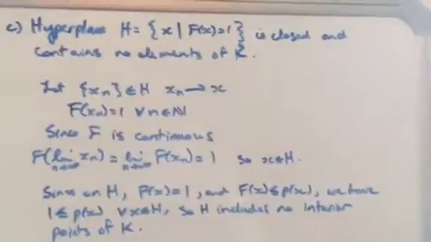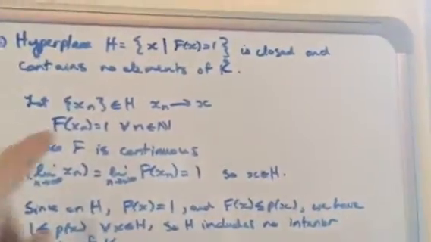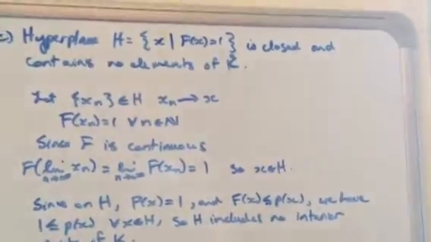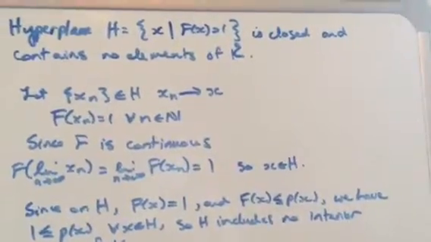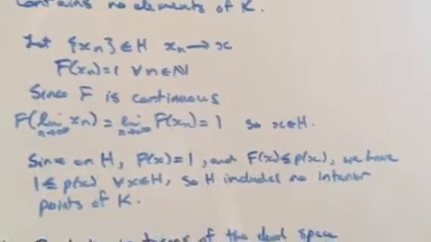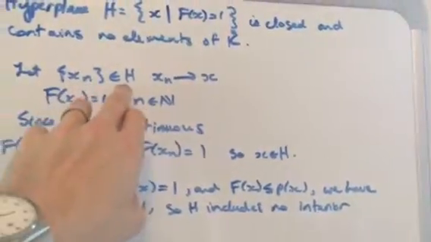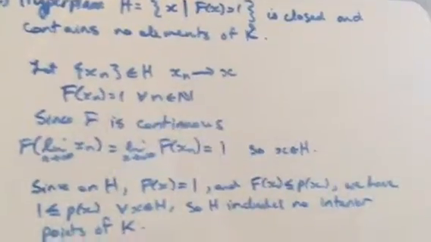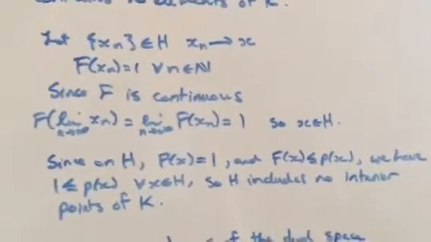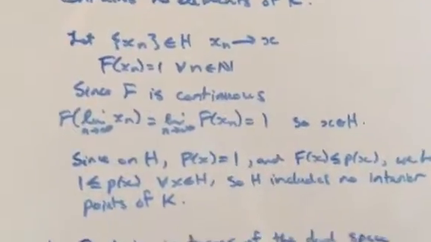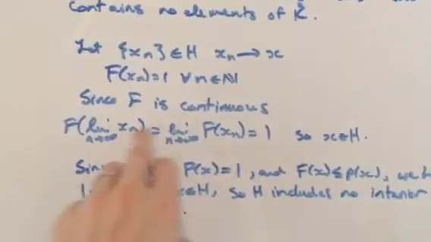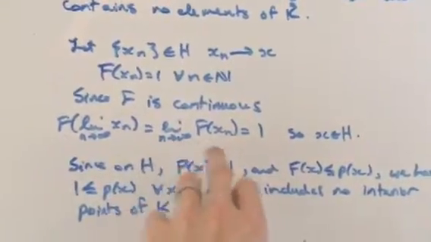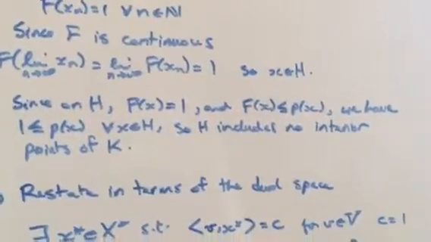The next part of this is to show that the hyperplane H of all the points x such that our Hahn-Banach extension is equal to 1 is closed and contains no elements of the interior of our convex set K. Again, this is pretty simple. We have the sequence x_n, which is an element of H, converging to some x. And because F is continuous, which we just showed, we can take the limit inside and outside, and so we know that F of x, which is equal to the limit as n goes to infinity of F of x_n, is equal to 1, so x has to be an element of H.